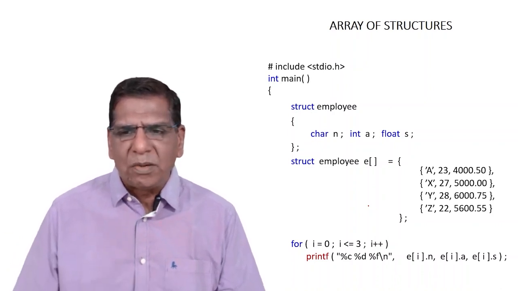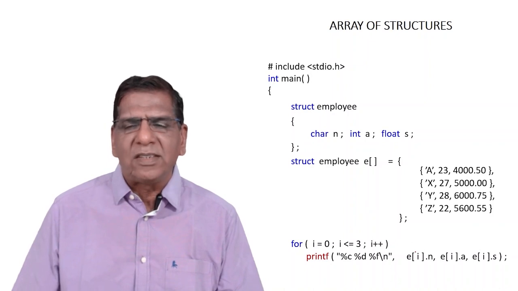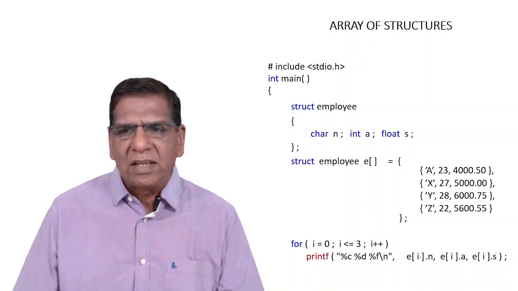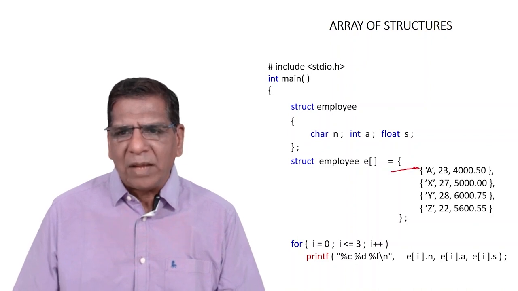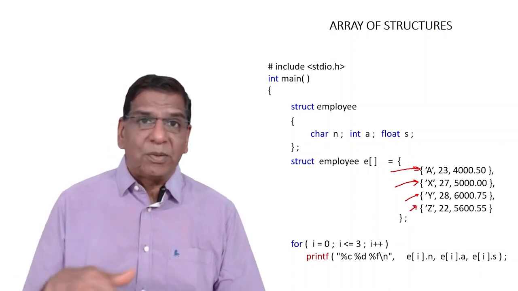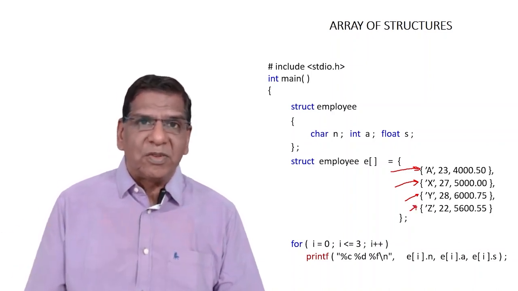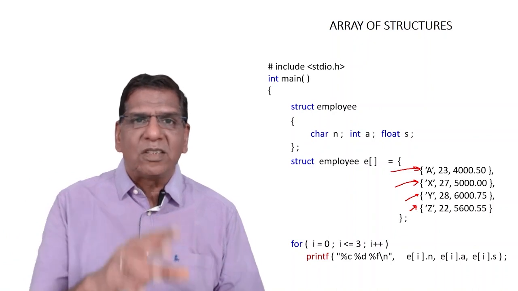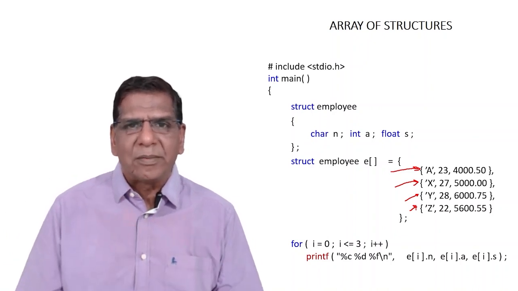When I is 0, this will be e0.n, e0.a, e0.s, and that would take us to this record, 0th record. When I becomes 1, we are referring to elements of first record. When I is 2, elements of this record. When I is 3, elements of this record. So this way processing of all records becomes very efficient the moment these records become part of an array. Finally put a closing brace of main.